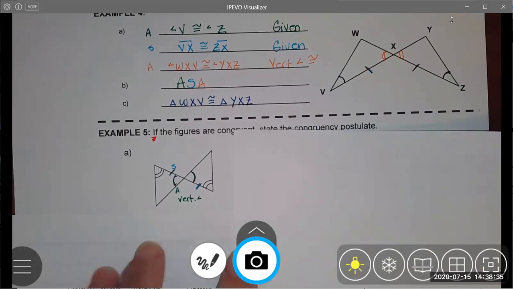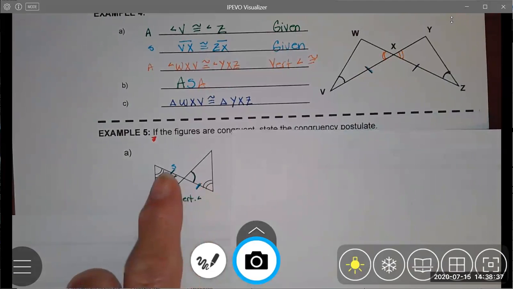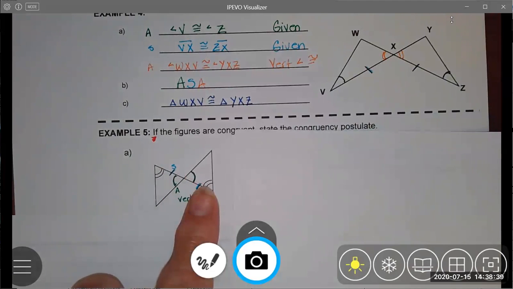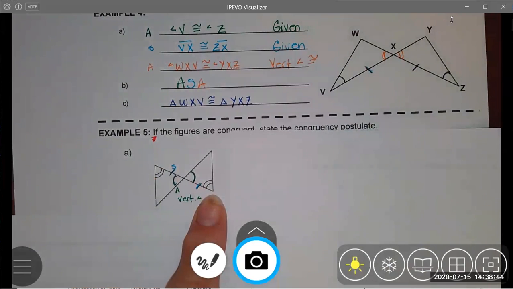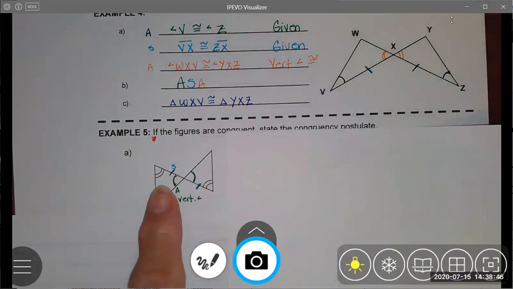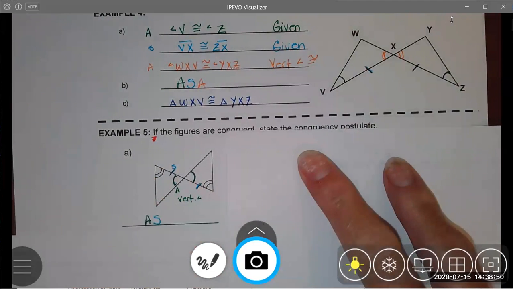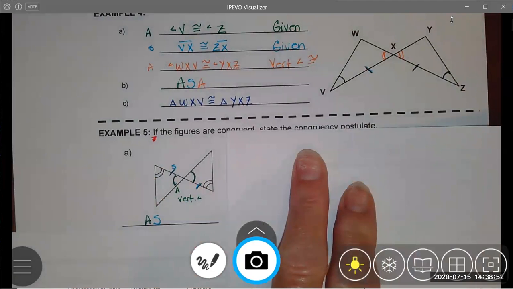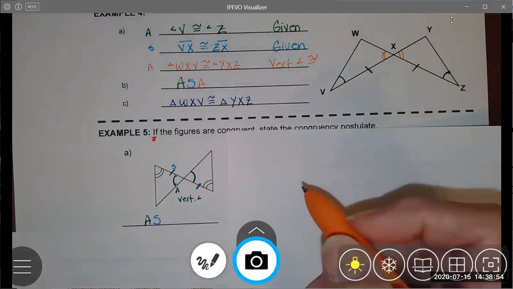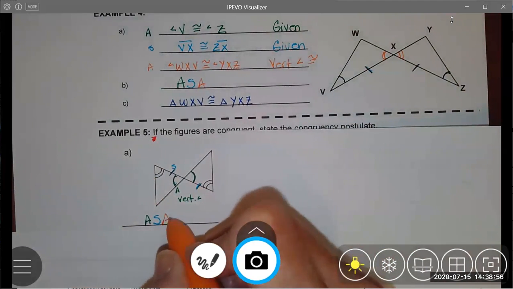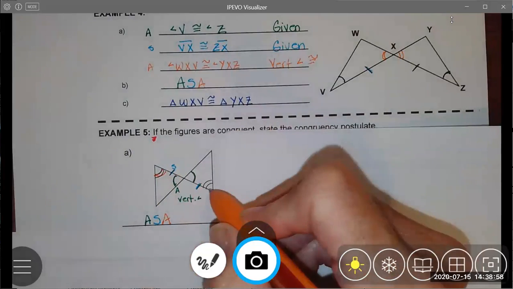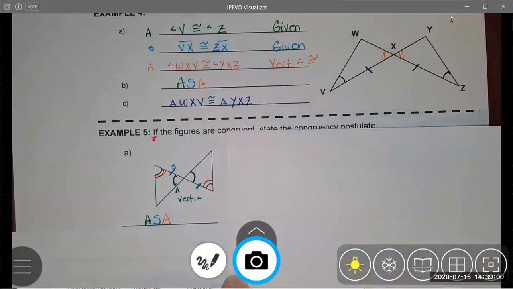So in this one, I've got some vertical angles. I was given a congruent side, and I was given another pair of perhaps alternate interior angles. Who knows? But because the side happens to be between congruent angles, I can say that these two triangles are congruent by angle, side, angle. And I don't know where my last angle got lost. I'm going to go ahead and draw that in. Angle, side, angle.